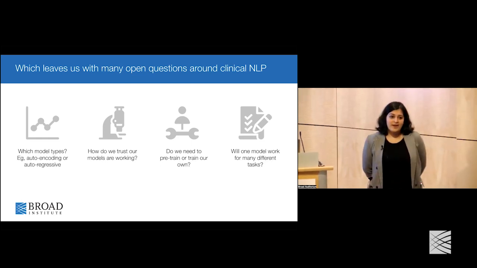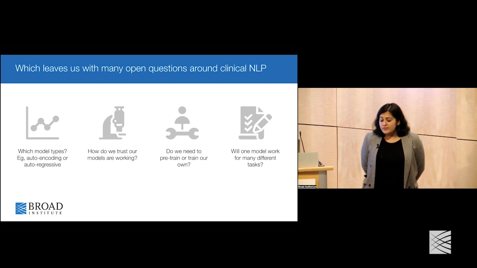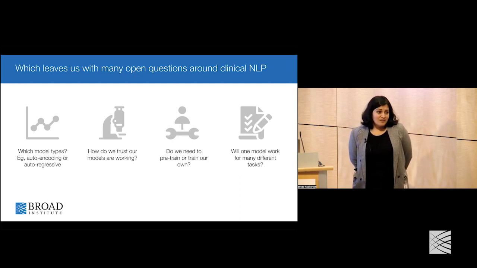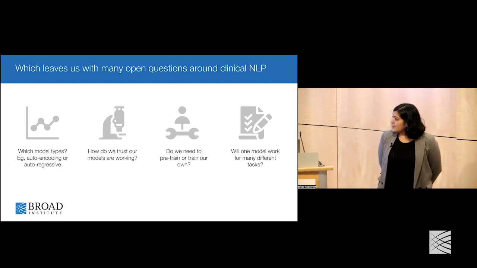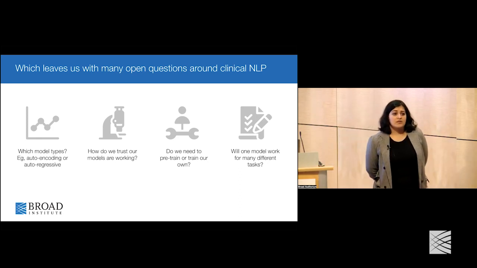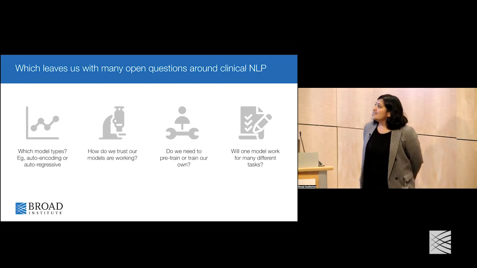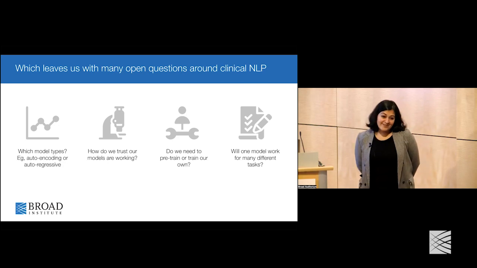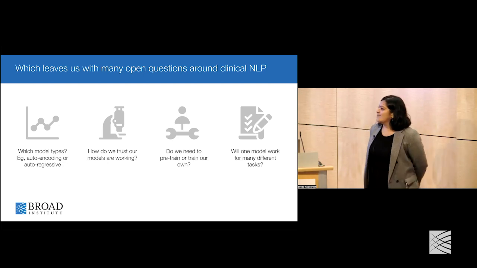What model types work best? Encoder only, decoder only, in what contexts? How do we trust that when we use these models, they're working? Because potentially the stakes are pretty high. And then do we need to train or pre-train our own models? And finally, will one model work for everything, or do we perhaps need to vary all of these questions by task? So these are pretty large open questions, I would say, and our talk cannot address all of them, but hopefully we'll get into some of the work that we've done addressing some of these questions, and then you'll have a better sense from what we've seen.